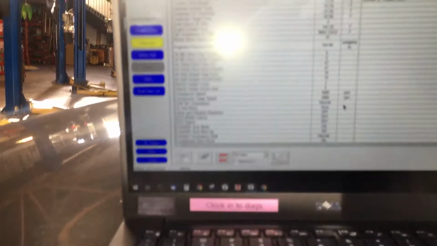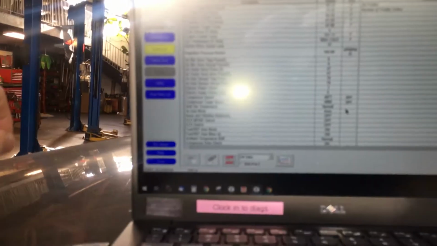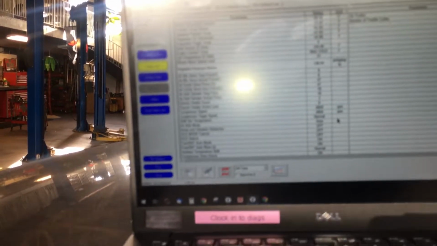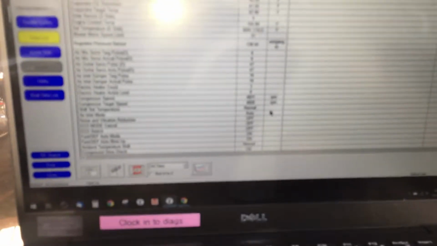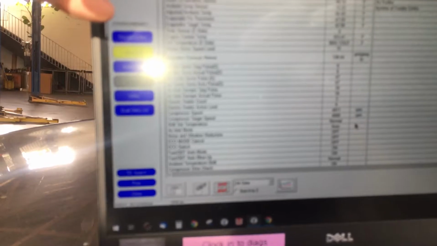So we have our tech scan hooked up, and the only reason this is hooked up is because the collision avoidance system is also having problems with the radar, but I put up the air conditioning part of it just for you guys. And as you can see on here, evaporator target temp is 42 degrees, evaporator fin temp is 41.5, so they're within a degree of each other.